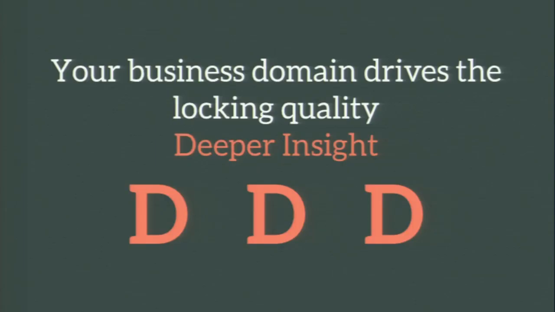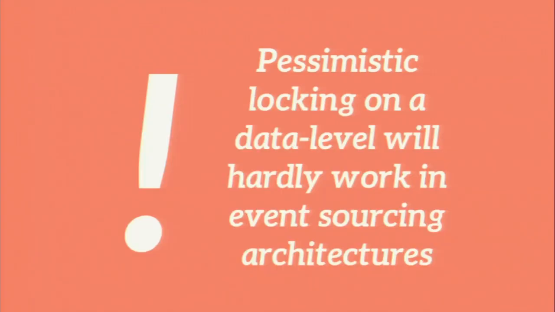Again, the locking quality should be driven from our business domain, what we really need. And pessimistic locking on a data level will obviously very hardly work on an event sourcing architecture. What do we pessimistically want to lock? The event queue? The read storage? It won't work.